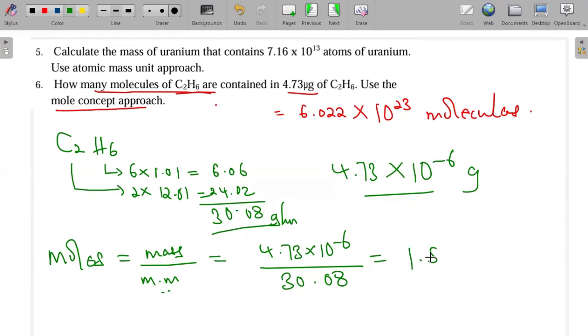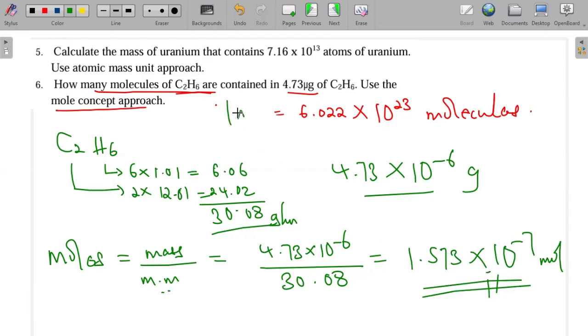This will give me the moles as approximately 1.7. Okay, let me do it again. Okay, so 4.73 times 10 to the power minus 6. Okay, and then I'm dividing this by 30.08. Okay, I get 1.573 times 10 to the power minus 7 moles. Okay, so now I have the number of moles.